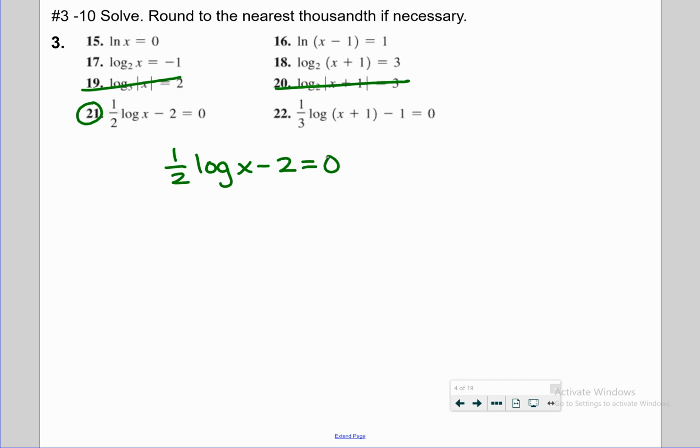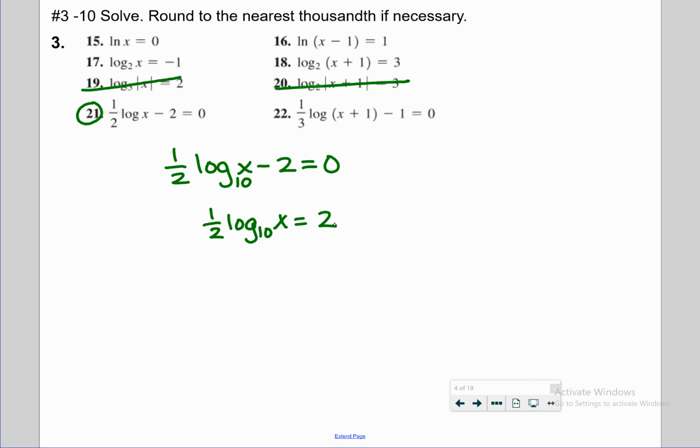And this log base, if it doesn't have one, what can I put there? 10. Okay, so if I have a log, that's what we did yesterday. First thing I should do is get it alone and then write with exponents. What do I do first? I have to add the 2 to the other side. Yep. That -2 is not inside the log. If it was, it would be in a parentheses. So we assume it's not in there.